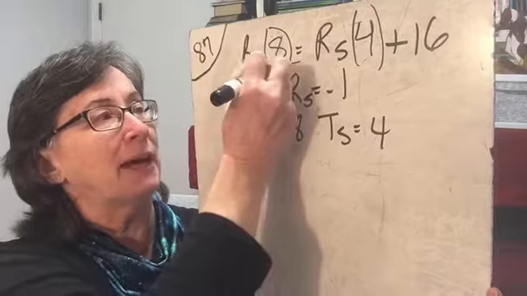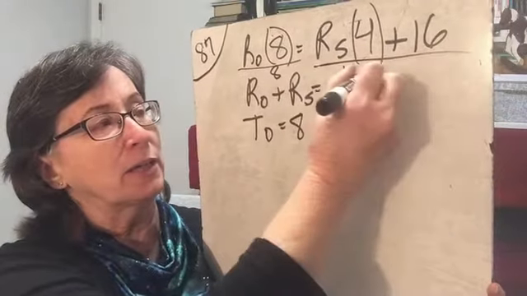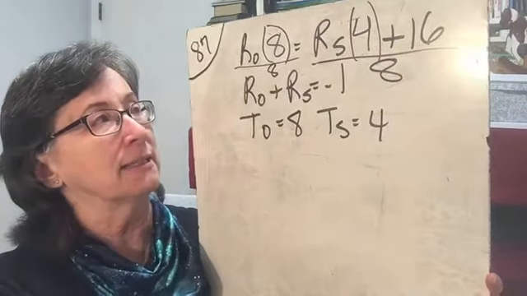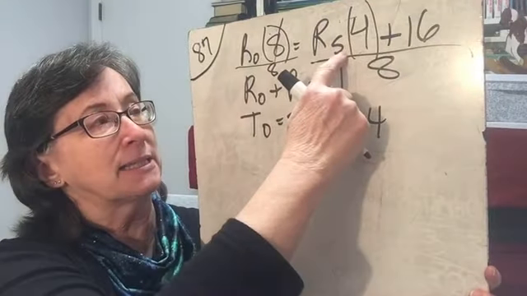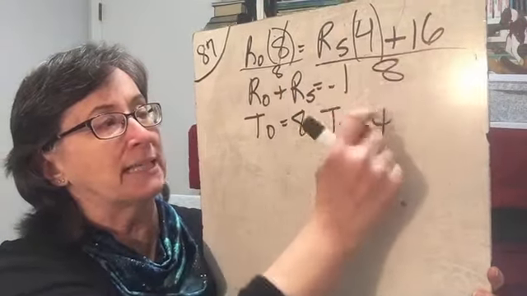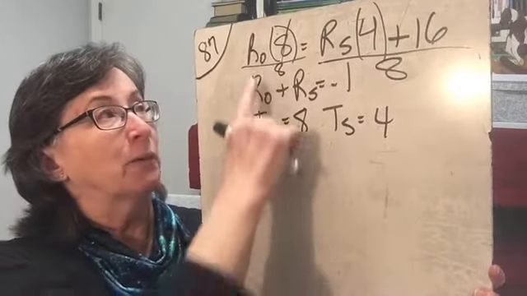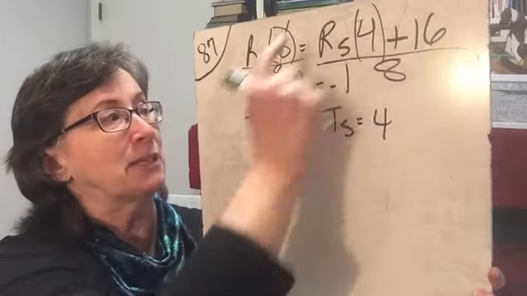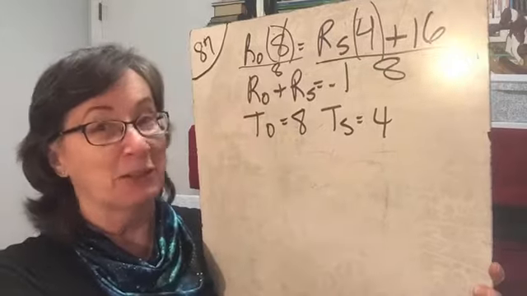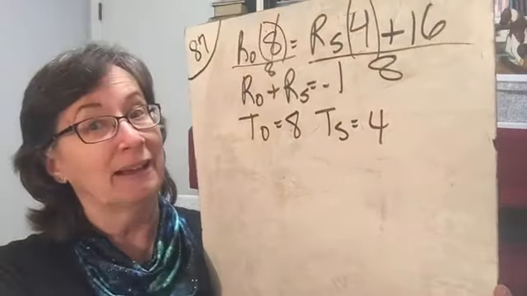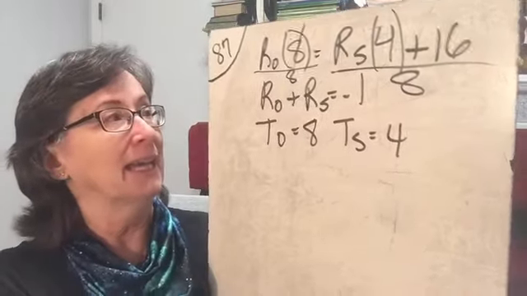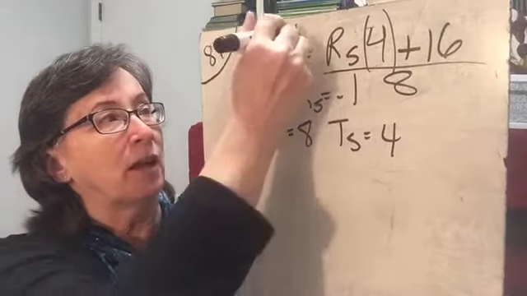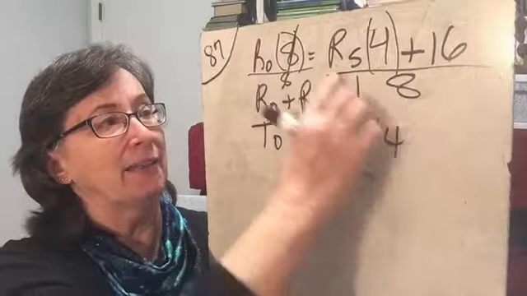We're going to divide by 8 on this side, and then over here we're going to divide the whole thing by 8. So we have R sub O is R sub S times 4 plus 16 divided by 8. We're going to take all of this and substitute it right there. So we're doing the substitution kind of backwards, but is it still going to work? Absolutely. Okay, so here is R sub O. We've solved for R sub O in this form.